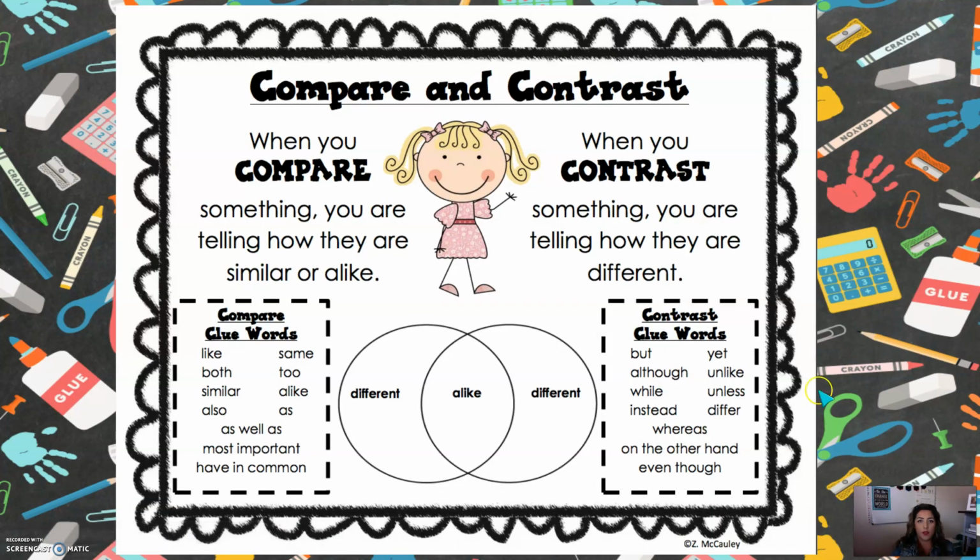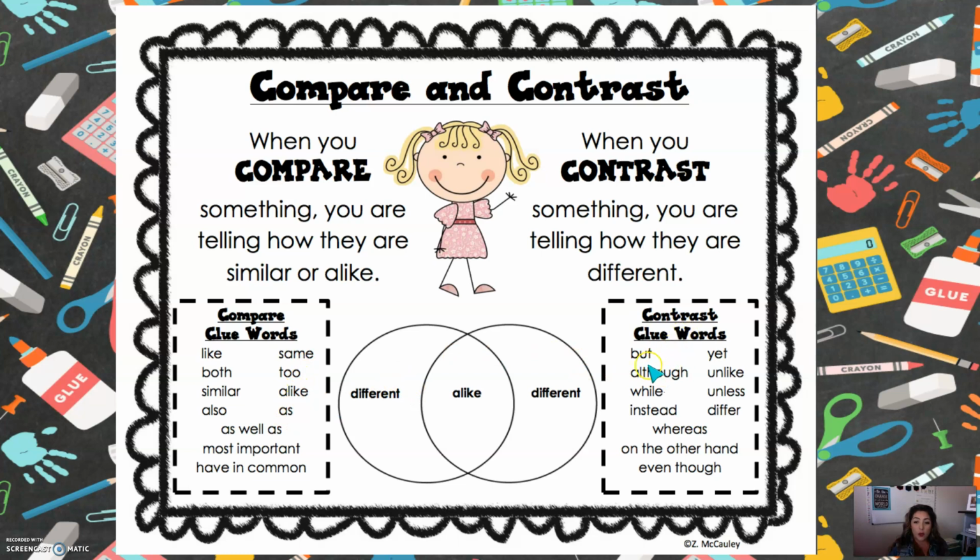All right. So compare and contrast. When you compare something, you are telling how they are similar or alike. And when you contrast something, you are telling how they are different. So this here is a Venn diagram. On the outside area is where you would put their differences, and in the center is where you put how they are alike. We are also going to be using a Venn diagram just like this to compare the two stories.